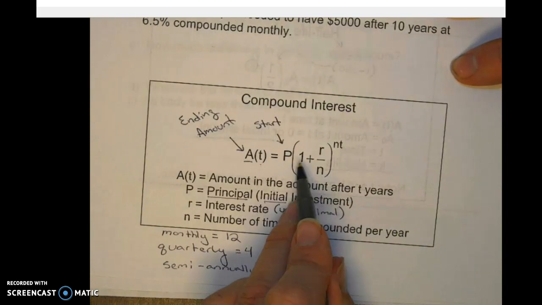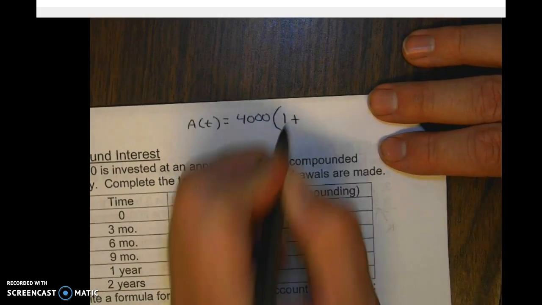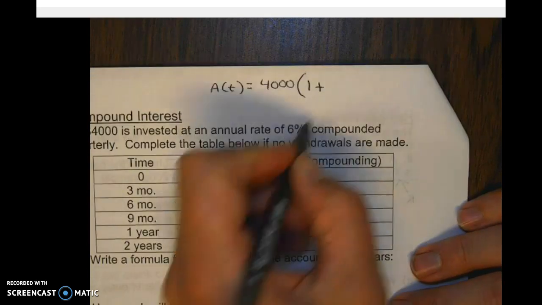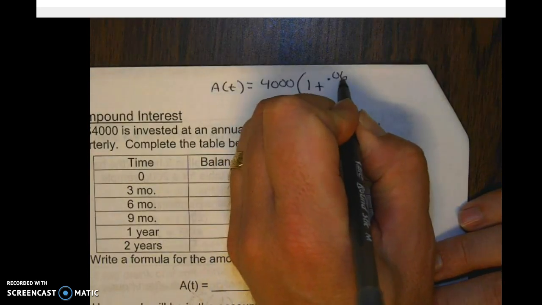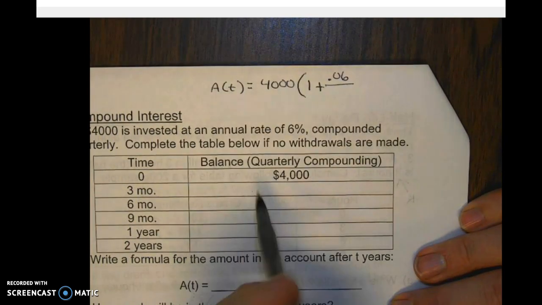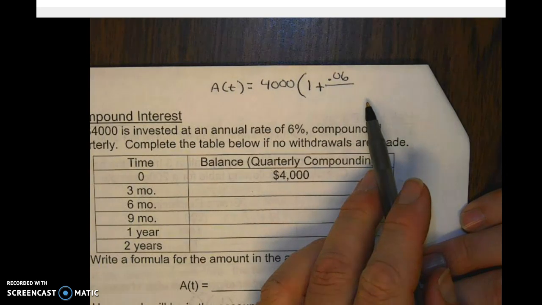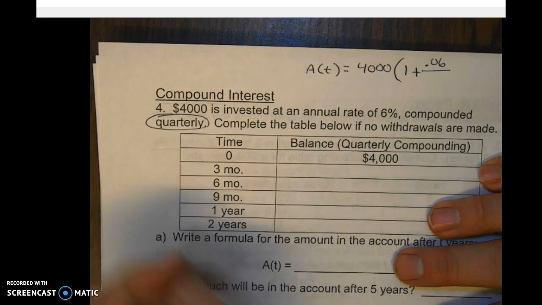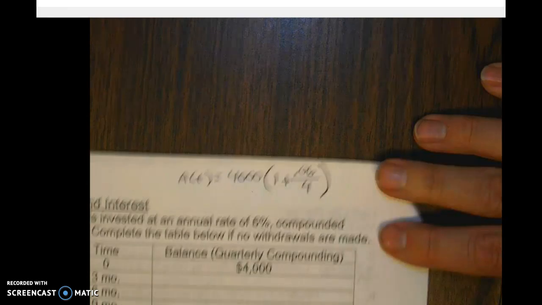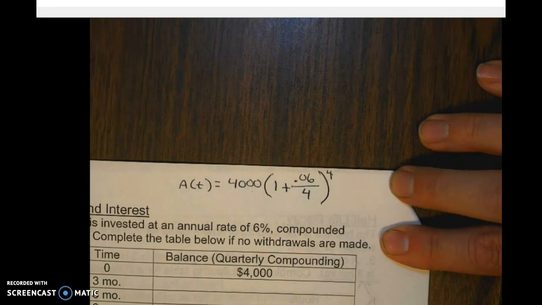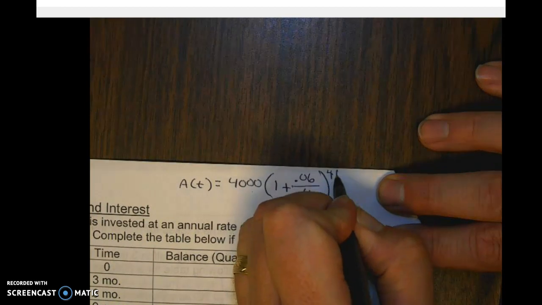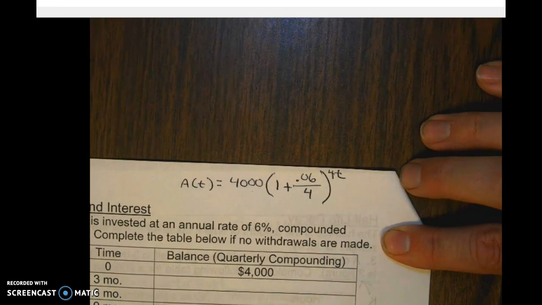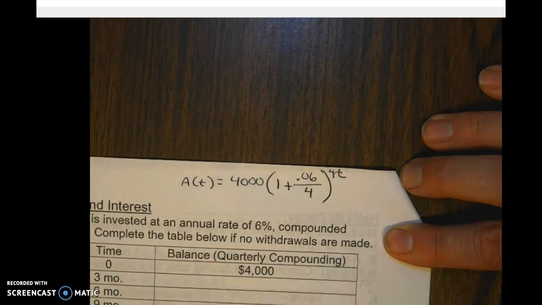Following this formula here, we have 1 plus the rate, which is 6%. Remember to use a decimal. Divide it by 100 if you don't know how to change it to a decimal. Over n. In this case, n is going to be 4 because it's compounded quarterly. Okay, raised to, again, n times, raised to the 4t power, 4 times t. And so this would be the equation for this problem.